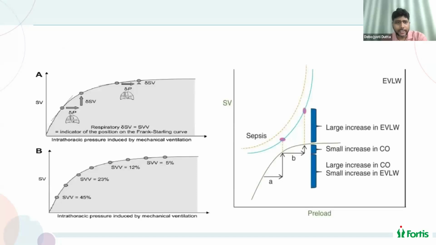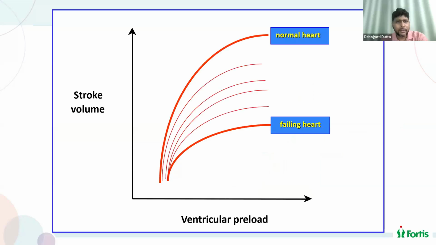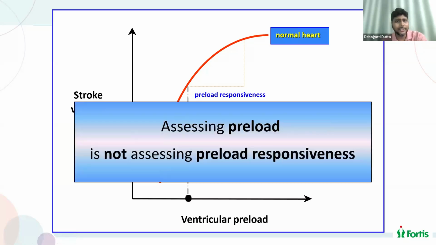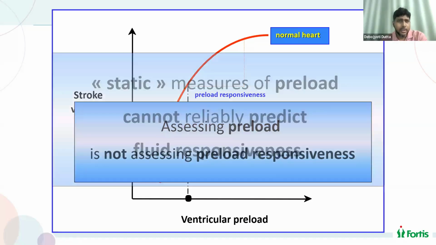So this is a schematic diagram of the same thing. Here you can see the normal heart and the failing heart. The ventricular preload is on the x-axis and the y-axis is stroke volume. With the same preload, a normal heart has fluid responsiveness, but in the case of the failing heart, it becomes unresponsive. So assessing preload is not the same as assessing fluid responsiveness.